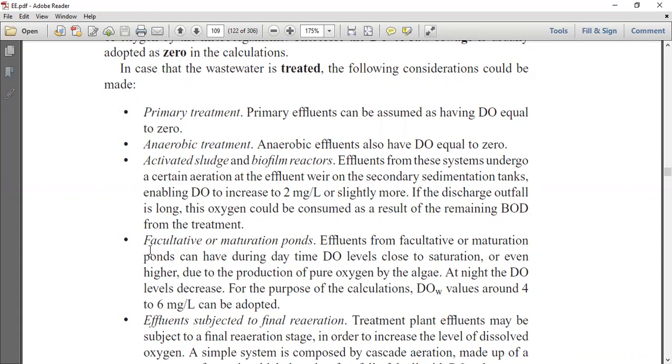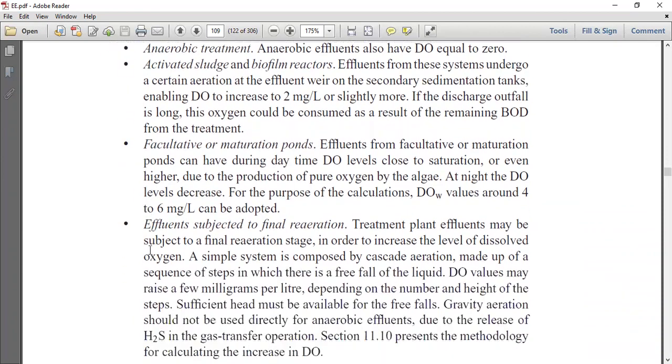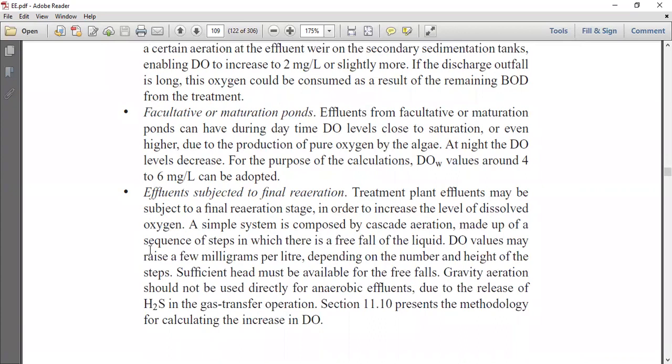Effluent from facultative or maturation ponds can have high DO due to the production of pure oxygen by the algae. At night, the DO level decreases. For the purpose of the calculation, DO values around 4 to 6 mg per liter can be adopted.